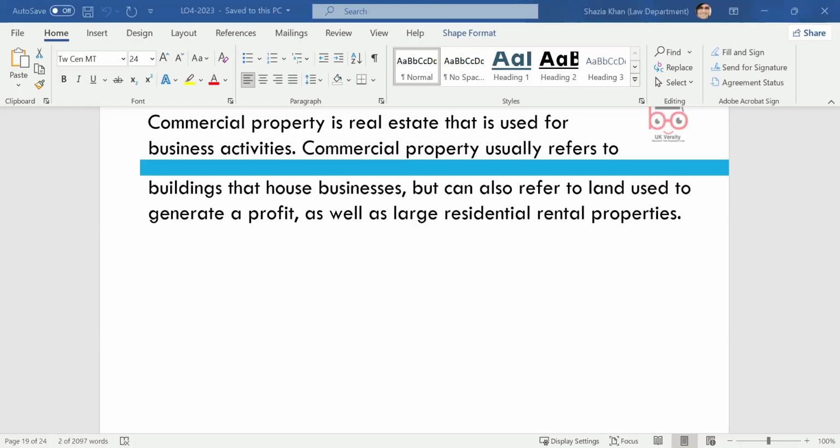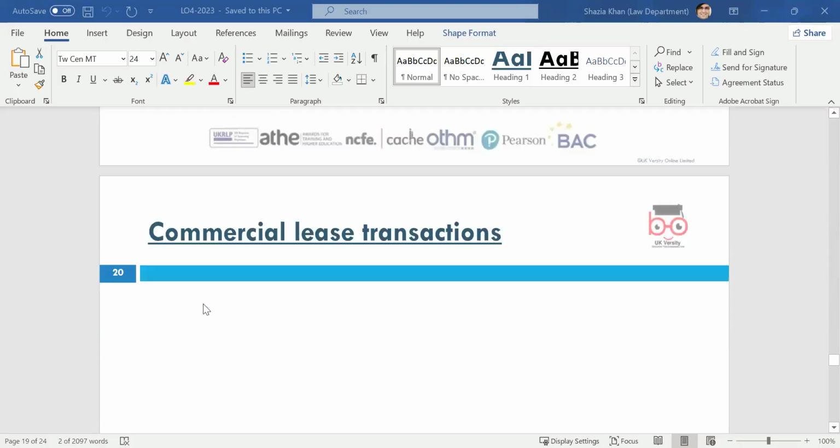Commercial real estate is often a significant financial investment and can involve complexities, whereas residential properties are different. For commercial properties, you need to make sure that there's rental income that is used for business purposes, not for residential purposes. Then we have commercial lease transactions.